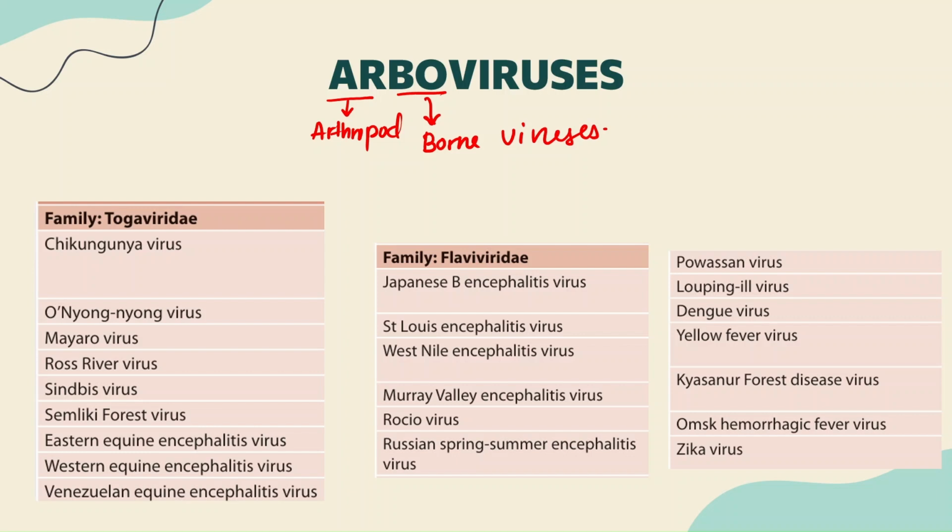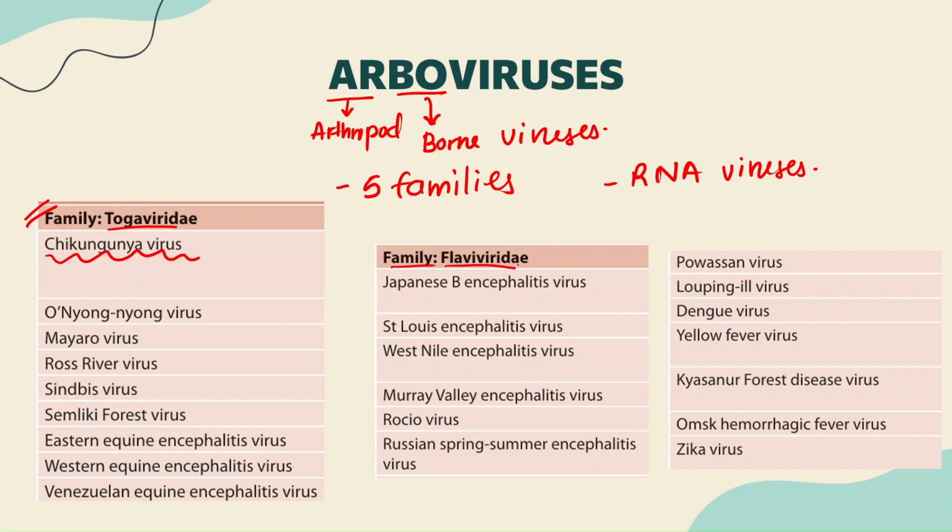All the arboviruses that we're going to discuss fall into five important families of viruses, and all of these are RNA viruses. Those five families include the family togaviridae. Now, remembering all the examples here is not important. Under the family togaviridae, the one you have to remember is the chikungunya virus. There are many other examples in this category too. Similarly, under the family flaviviridae, the important ones that we're going to discuss in detail are the dengue virus and the Kyasanur forest disease virus, guys.